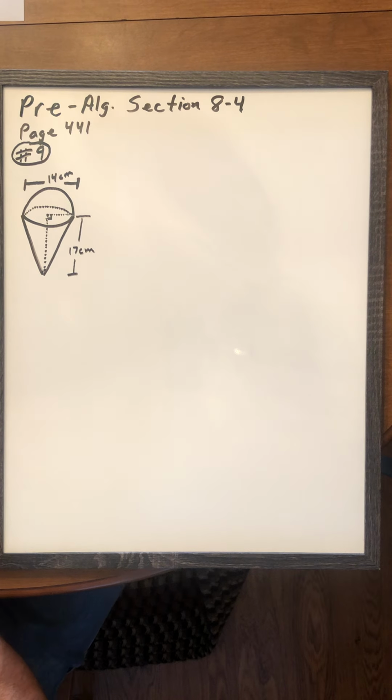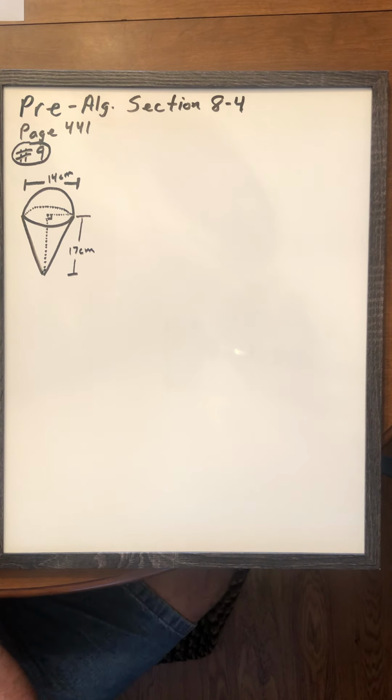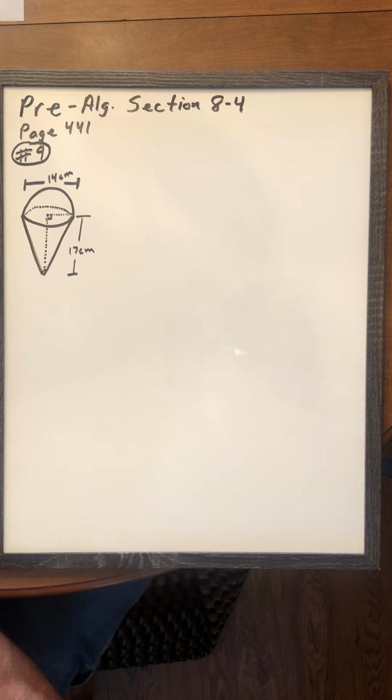Okay, this example here is section 8-4 still, page 441. It is number 9. So problem number 9, it is one of the problems in your homework. So we're going to go through and do this. Now, in this problem, they want you to find the volume of the composite figure.